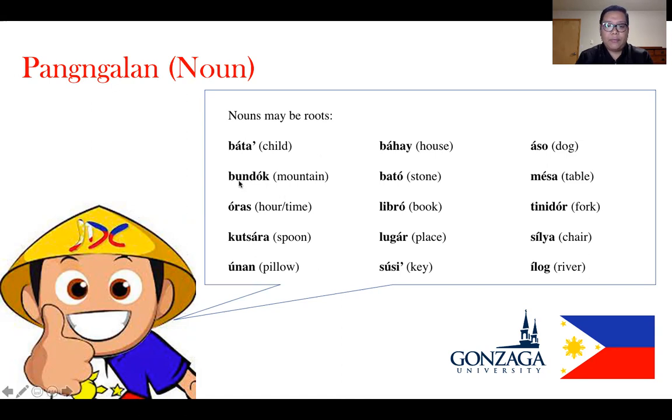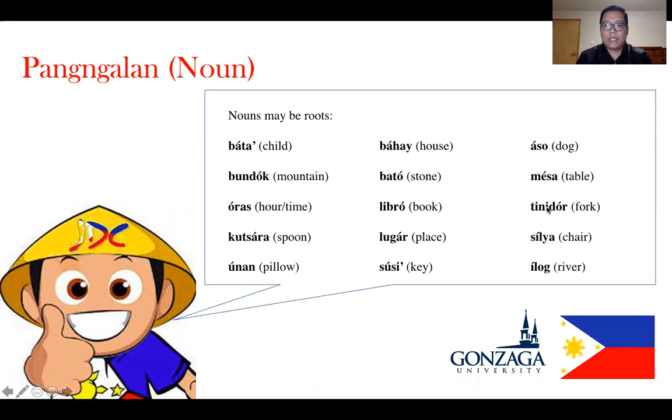Another one, we have bundok, okay, which means mountain. Bato, stone. Mesa or la mesa means table. Oras, it means hour or time. So it could either be the exact hour or the time itself. Libro is book, or you could also call book as aklat. So there are two translations for this one. It could be libro or aklat.